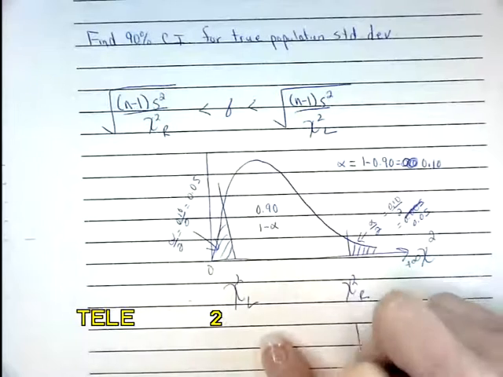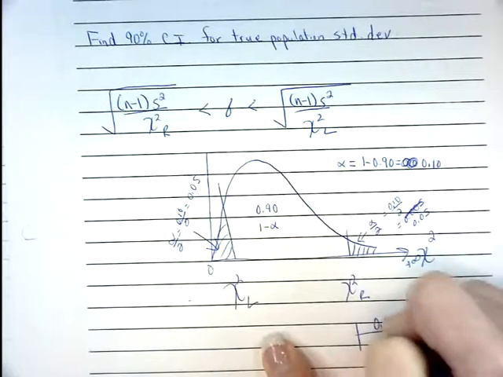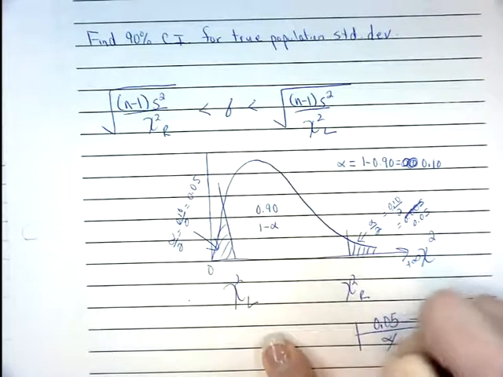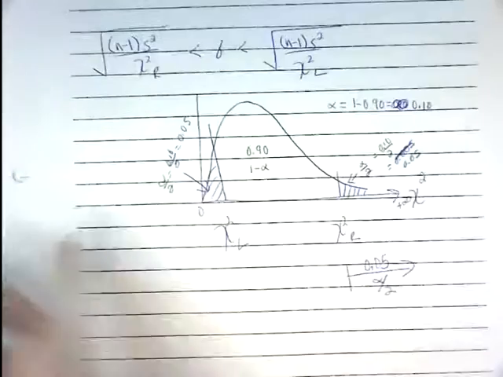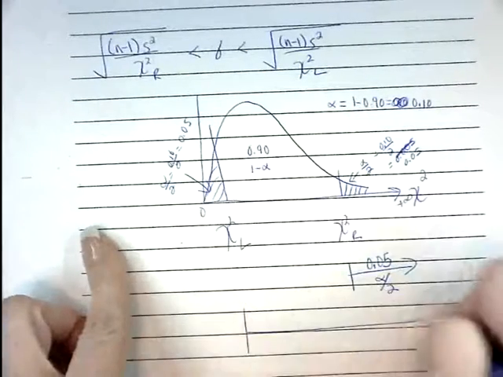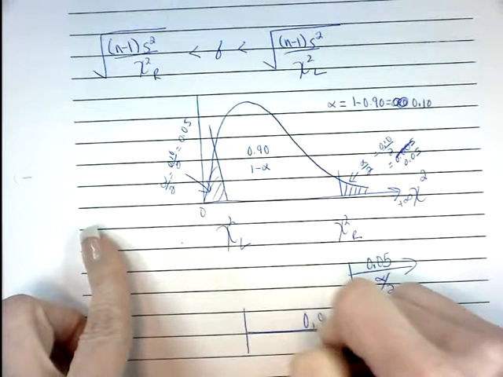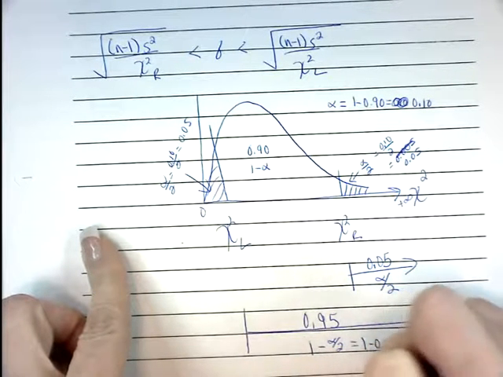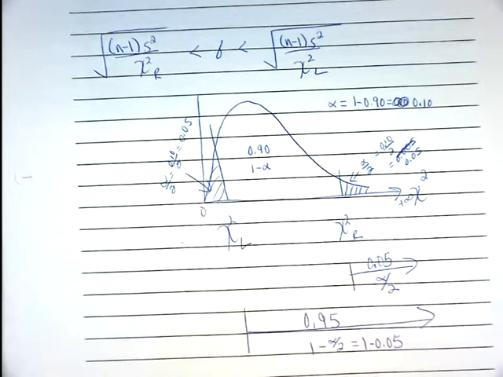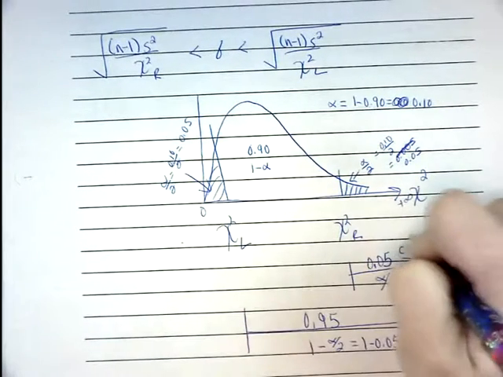The area above chi-square from the right is alpha over 2, which is 10% divided by 2, half of 10%. And the area above chi-square from the left is 95%, or 1 minus alpha over 2, which is 1 minus my 5%. It's 95%. So these are the two columns that I'll go to.